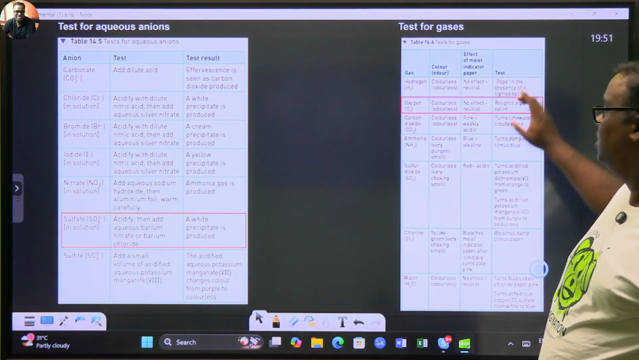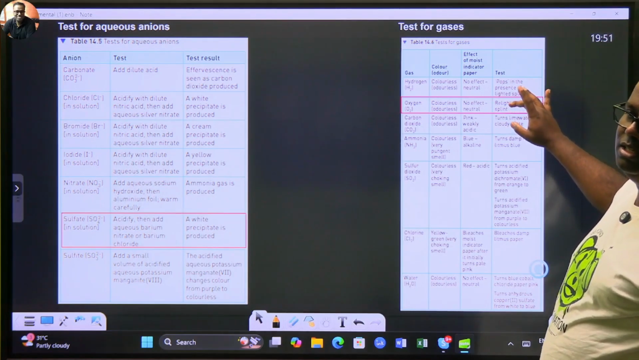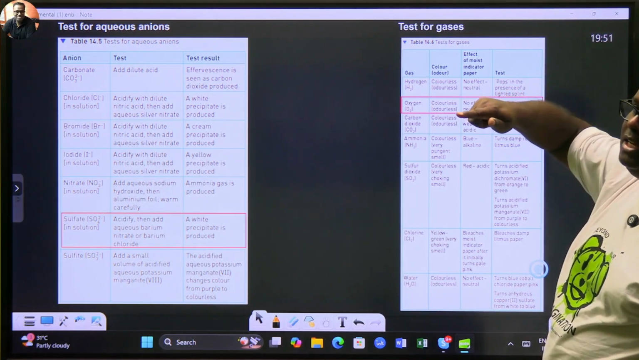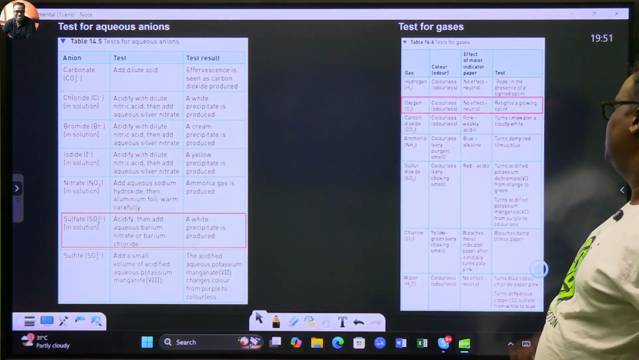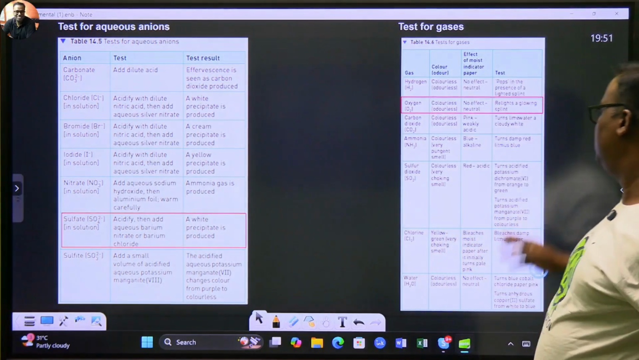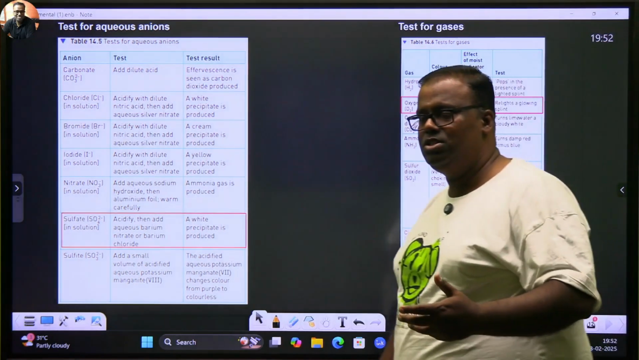All of us know these three are common tests. Hydrogen, pop sound. Oxygen, take a glowing wooden splint or anything inside and it starts to burn with a flame. Carbon dioxide turns lime water milky. Ammonia. Ammonia is basic. So what they say, turns damp red litmus blue. Basic means always it will be blue.